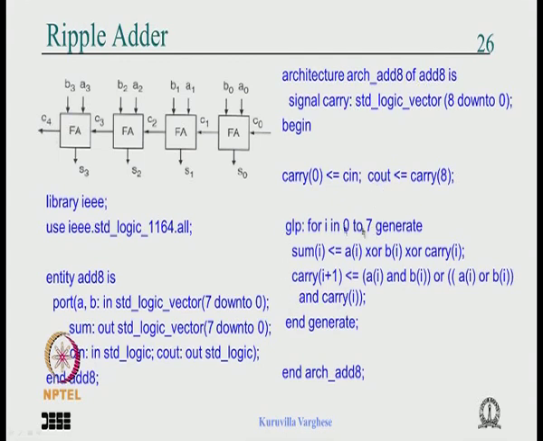Now we can write a neat loop for GLP label: for I in 0 to 7 generate. We say sum of I is A of I XOR B of I XOR carry I. Carry I plus 1 is A I B I, or that is generate, or (A I or B I), propagate, and C I. So it becomes very neat.